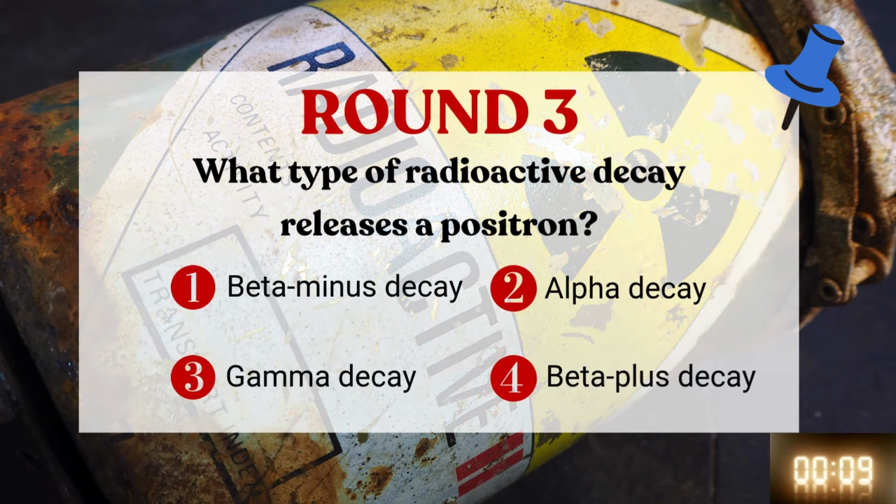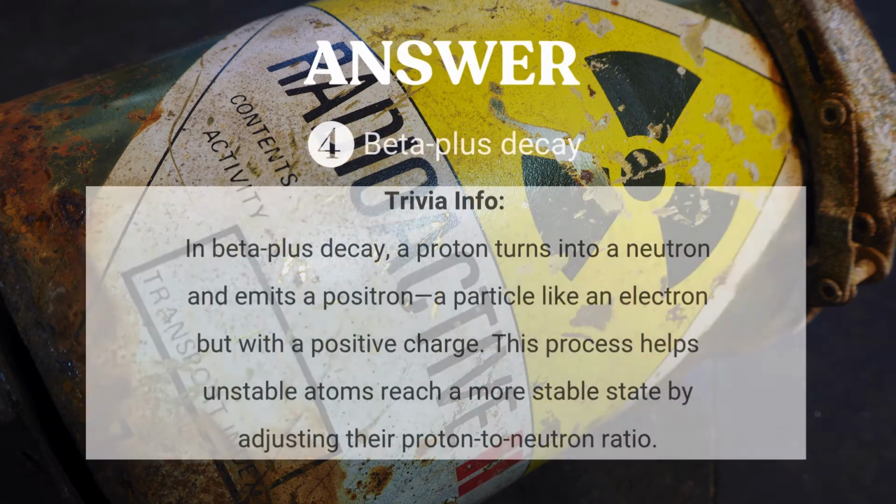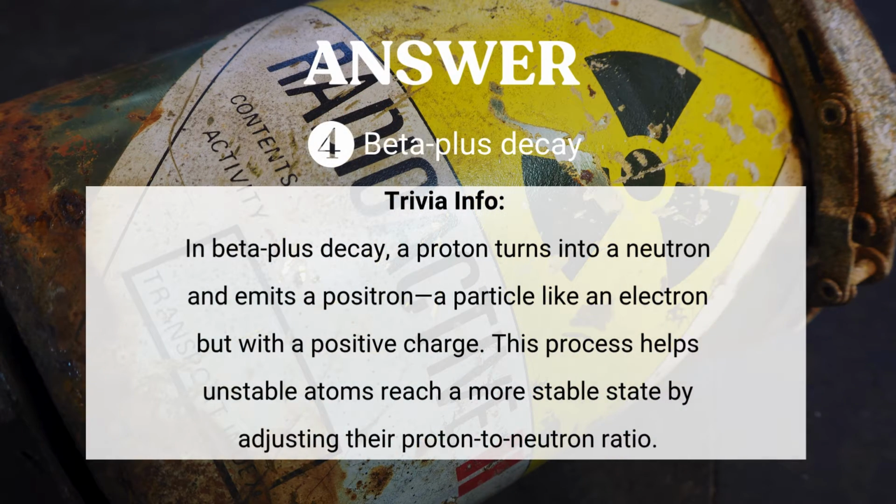What type of radioactive decay releases a positron? Answer 4. Beta plus decay. In beta plus decay, a proton turns into a neutron and emits a positron, a particle like an electron, but with a positive charge. This process helps unstable atoms reach a more stable state by adjusting their proton-to-neutron ratio.